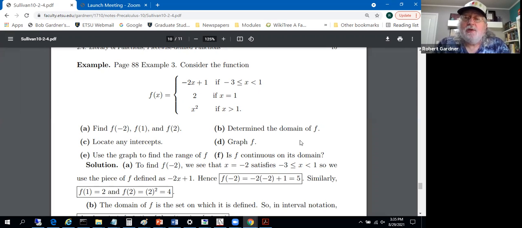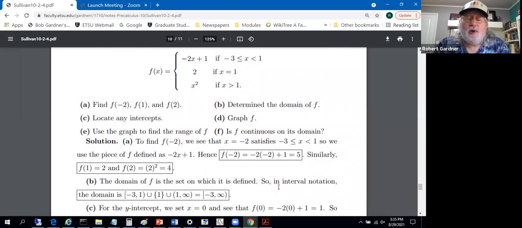So part B, determine the domain of the function. Okay, the domain of f would be where the function's defined. It's defined between -3 and 1, including the -3 and excluding the 1. Right there is the definition of it for those x values. It's defined at x equals 1, so it'll include the singleton set {1}, a set consisting of a single element. It's defined for x greater than 1, so that would be, in interval notation, 1 to infinity. We will union those up. Again, interval notation and unions and intersections are reviewed in the appendices.